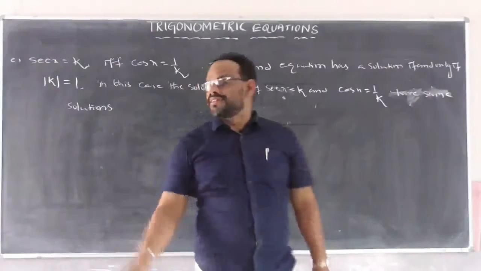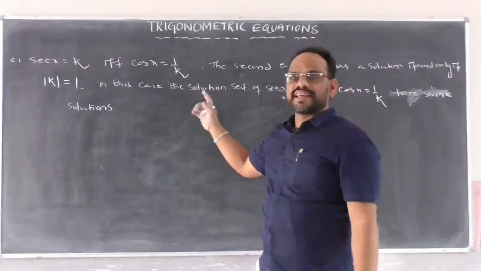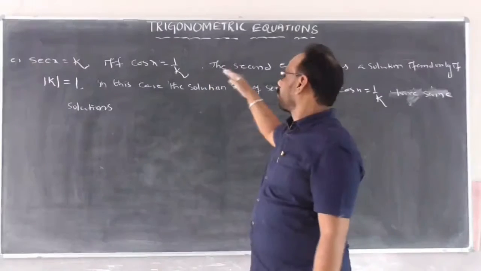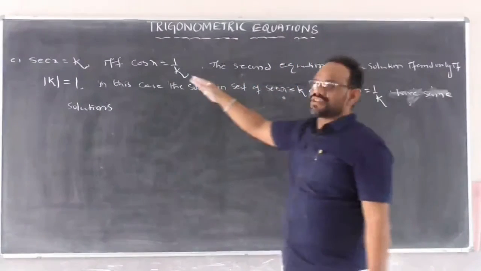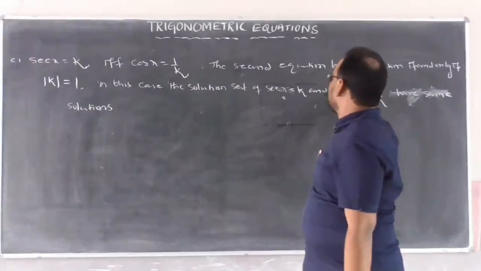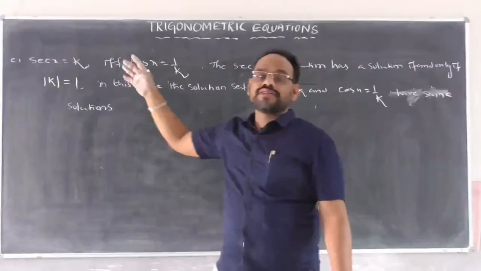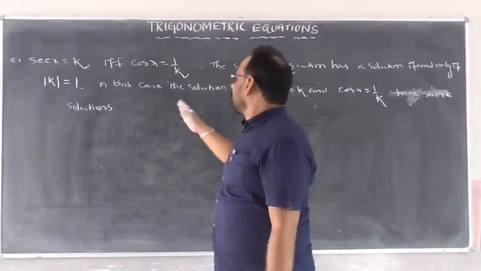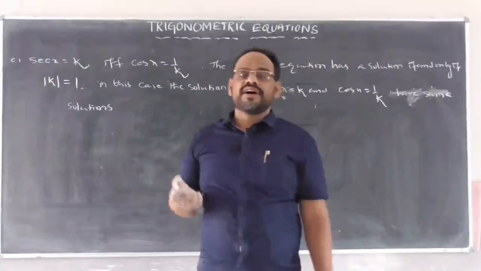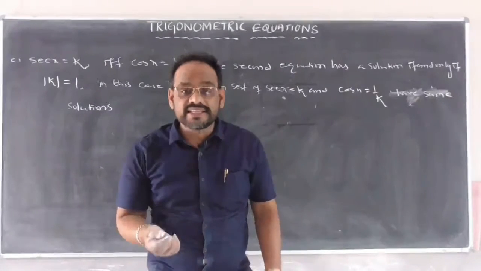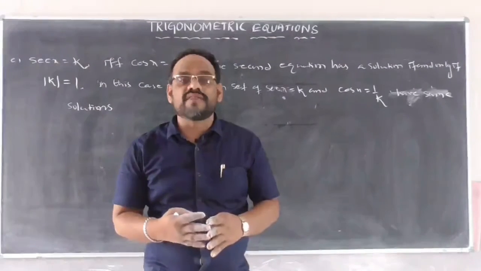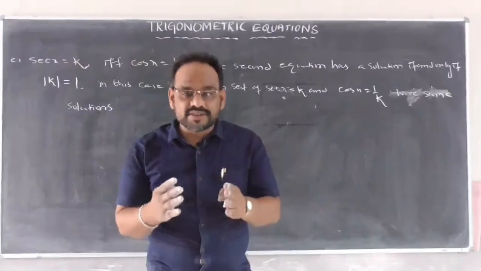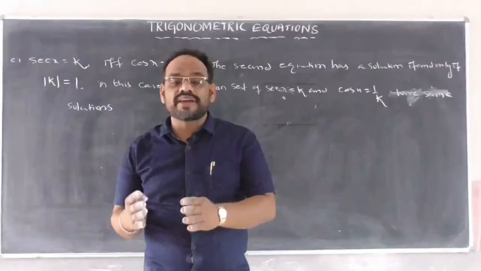Observe here: secant x equals k if cos x equals how much? 1 by k. The second equation, cos x equals 1 by k, has a solution if and only if the modulus of k, that is the absolute value of k, equals 1. In this case the solution set of secant x equals k is the same as the solution set of cos x equals 1 by k. That means they have the same solutions.